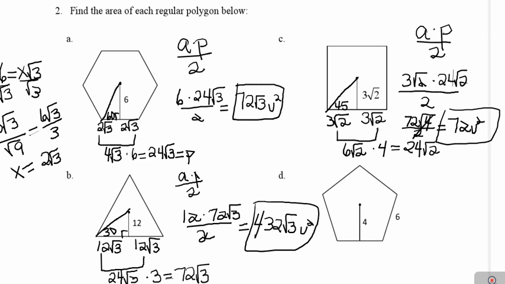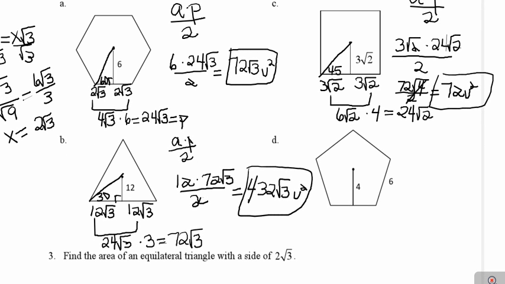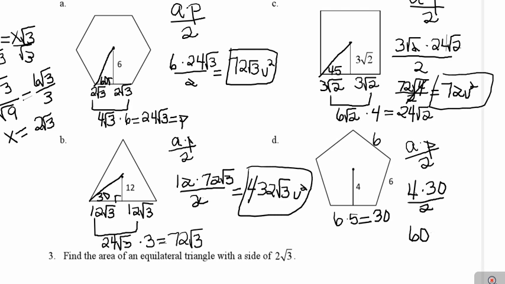Finally, my last example here, letter D, this is a regular pentagon. So I'm going to use my area of a regular polygon formula and multiply the apothem times the perimeter divided by 2. To find the perimeter, I know each side is 6, and there are 5 sides. So 6 times 5 gives me the perimeter of this pentagon, which is equal to 30. So I have the apothem, which is 4, times the perimeter, which is 30, and then I'm going to divide that by 2. When I go to simplify that, I get 60 units squared as the area of my regular pentagon.